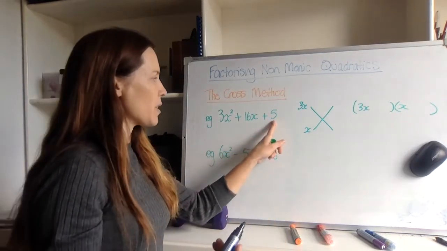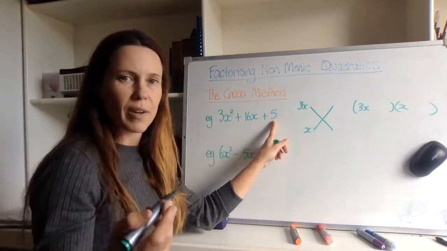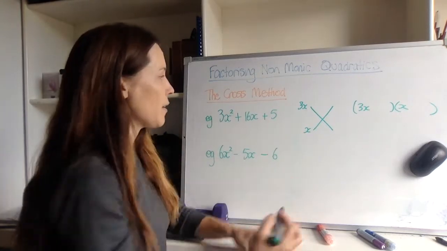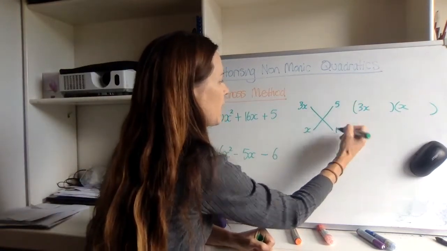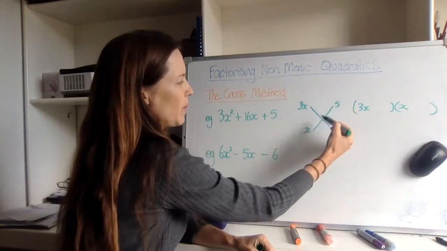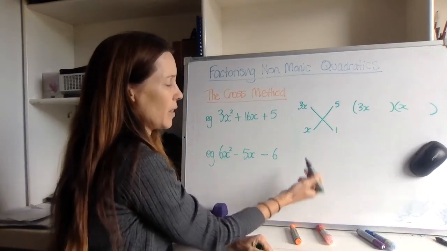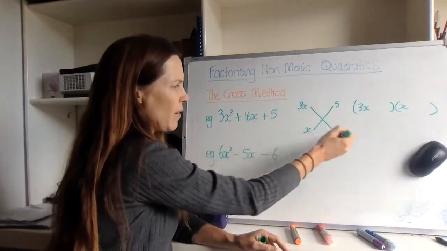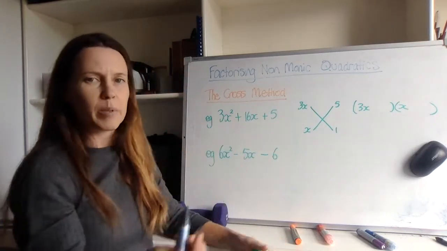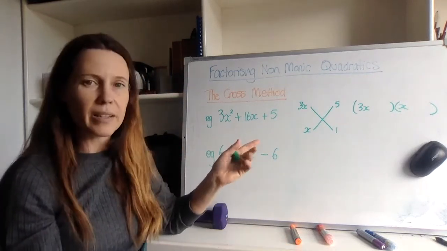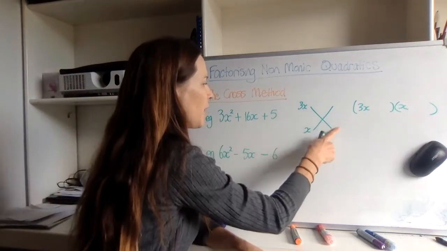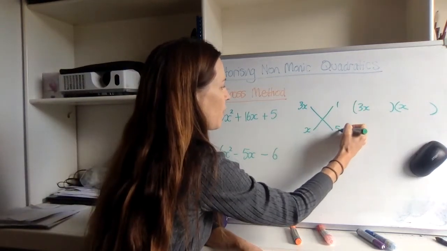So 5 is pretty simple too because it's prime. The only factors I've got are 5 and 1. Now if I put the 5 up here and the 1 here, multiplying 5 by x I get 5x, and 1 by 3 I get 3x. But 5x and 3x can't add up to 16x. So clearly it's not the right way round. So I need to try it the other way. Put the 1 there and the 5 there.